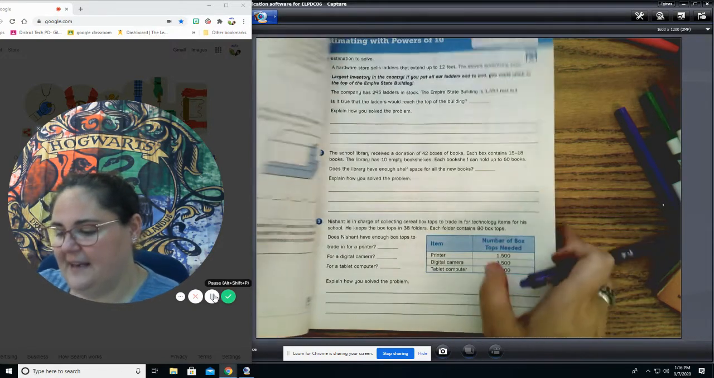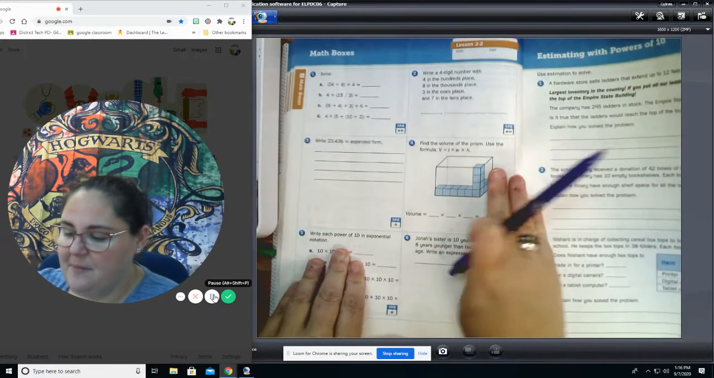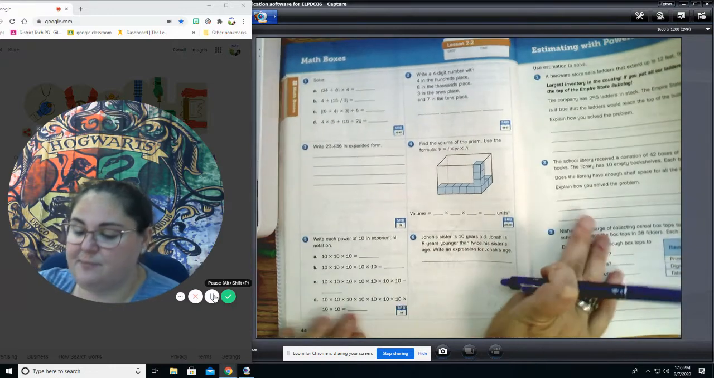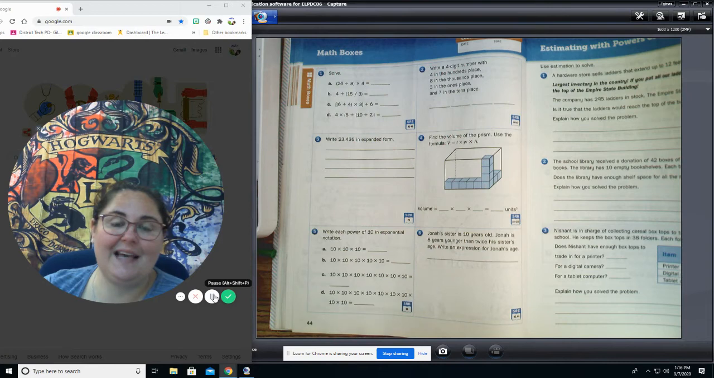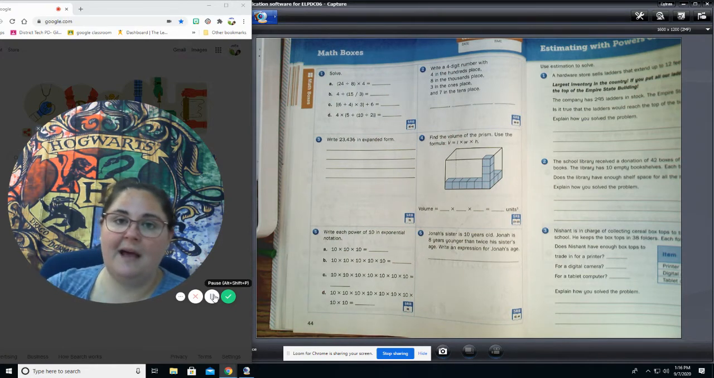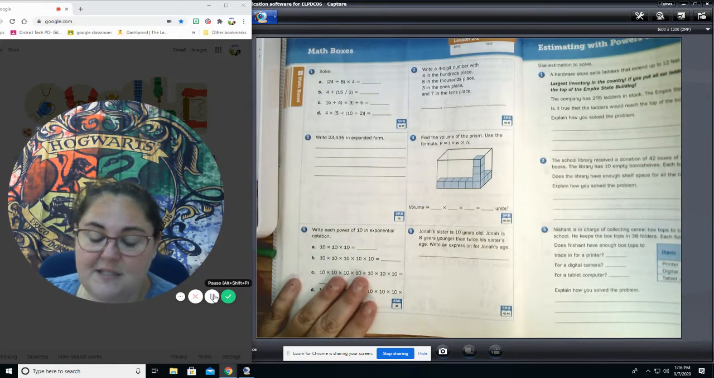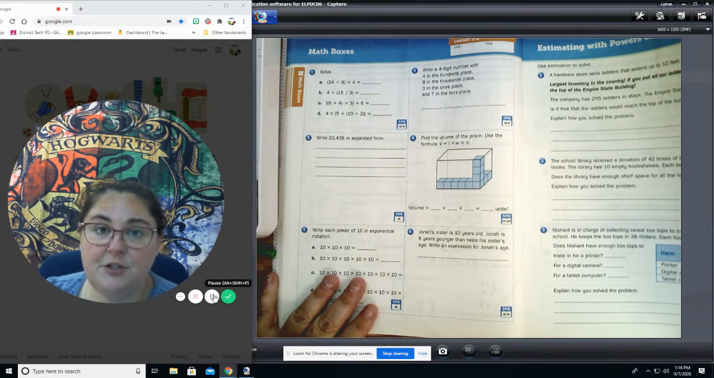All right, finally, math boxes. Math boxes for today. Again, I'm going to go through some of them with you because I want to show you how to do these problems. So first of all, order of operations. Again, this is a review. We did it all last unit. On the math test, some of you missed simple questions because you didn't follow order of operations. Make sure you go step by step.